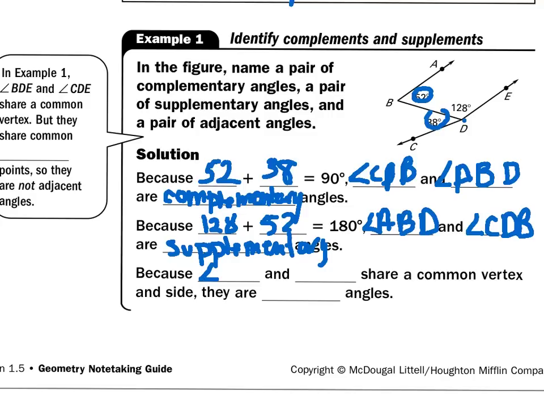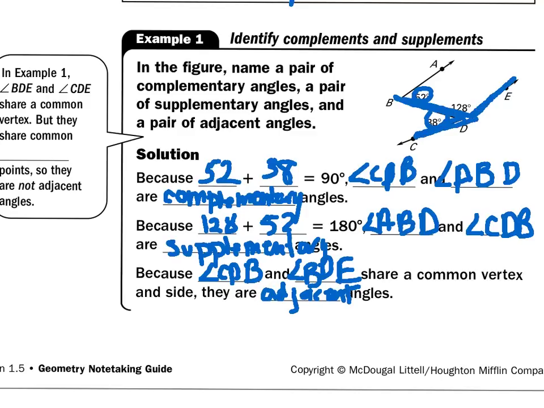Okay, because angle CDB and BDE, so make sure you find everything that I talk about. So CDB and then BDE share a common vertex. They are adjacent angles. This doesn't make a linear pair because it's not a straight line, but they share this side and they don't have any common interior points, so they are adjacent.